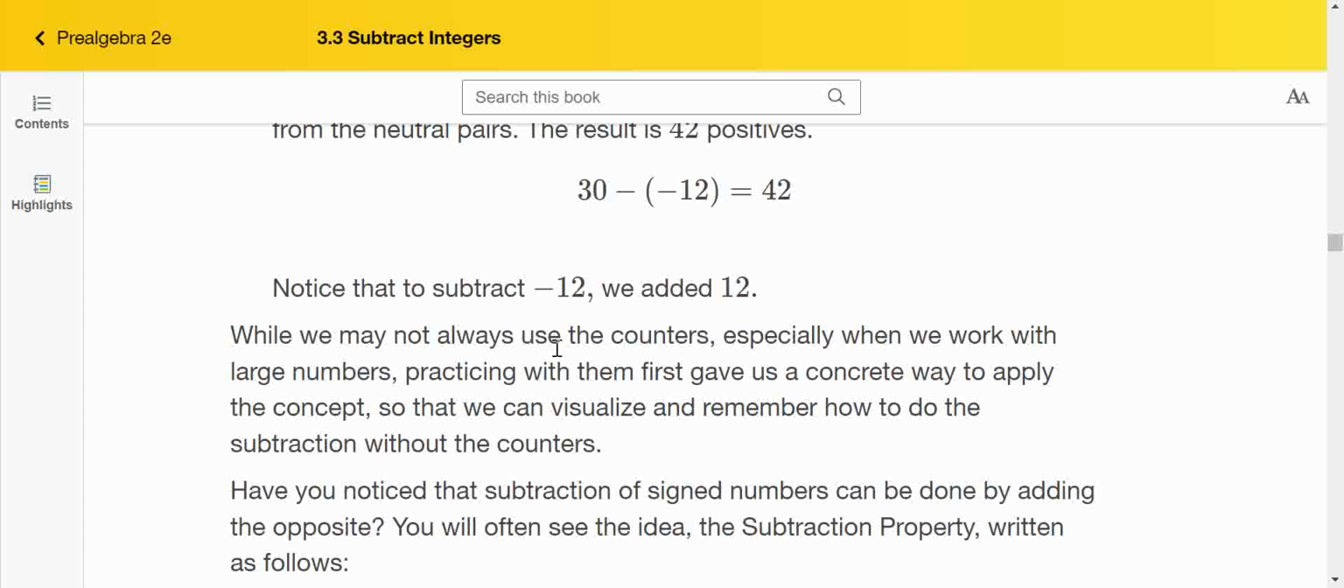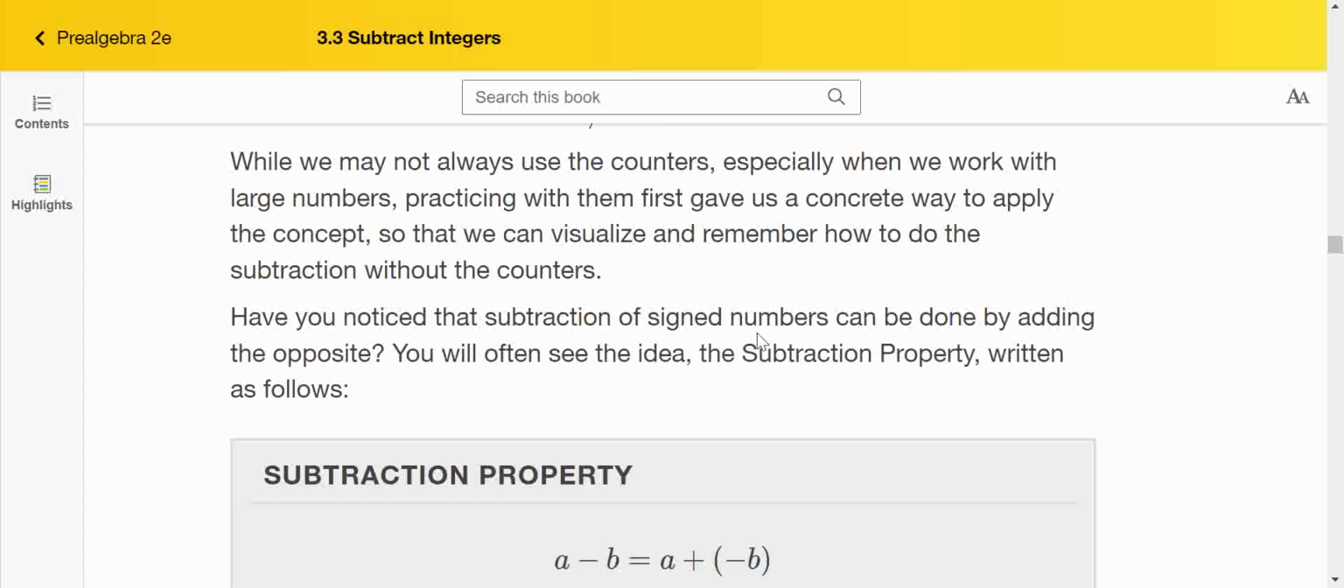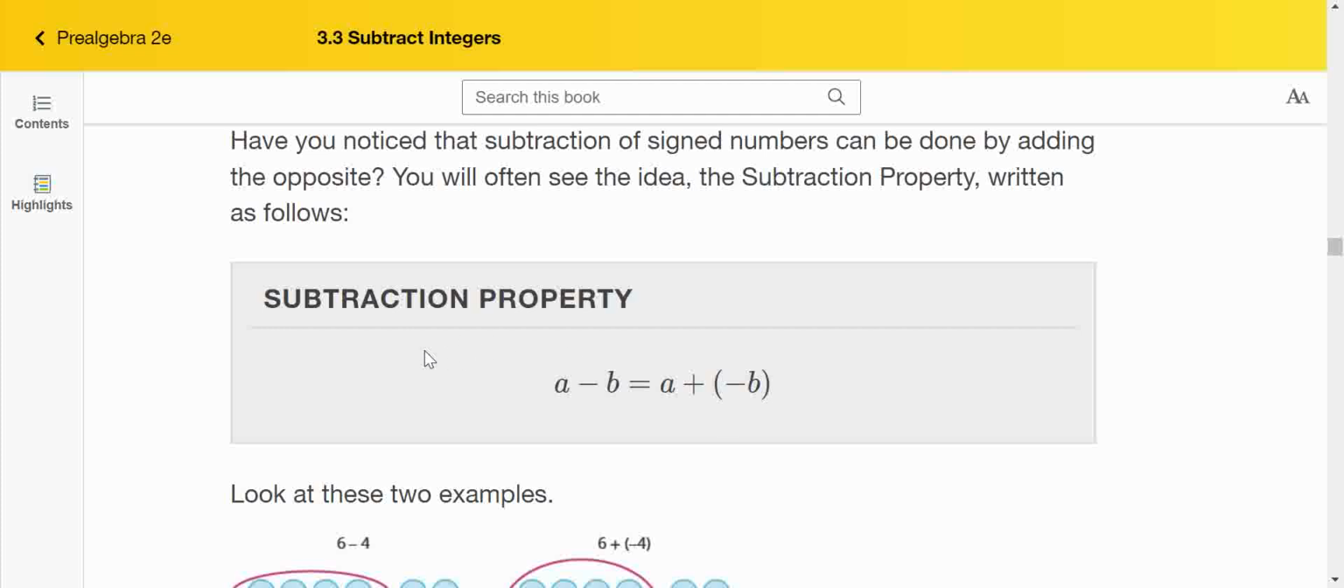While we may not always use the counters, especially when we work with large numbers, practicing with them first gave us a concrete way to apply the concept so that we can visualize and remember how to do the subtraction without the counters. Have you noticed that subtraction of signed numbers can be done by adding the opposite? You will often see the idea, the subtraction property, written as follows. Subtraction property, A minus B is A plus minus B.